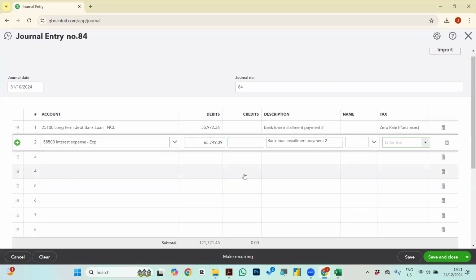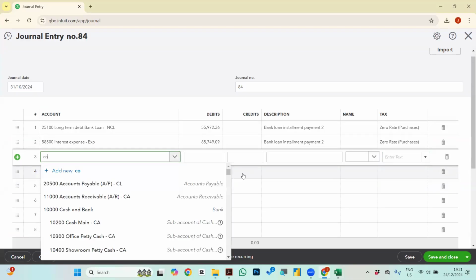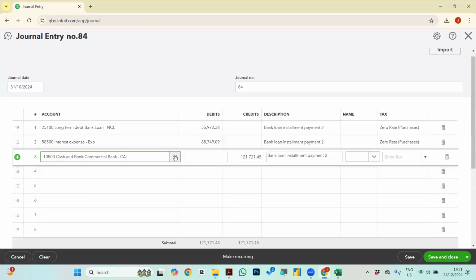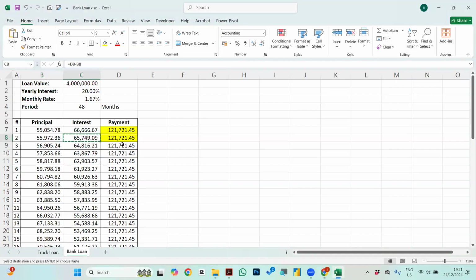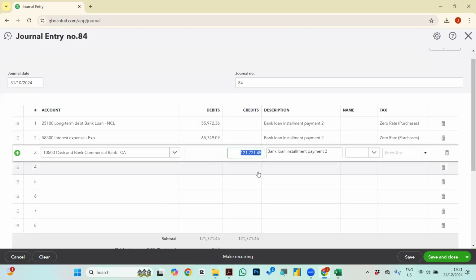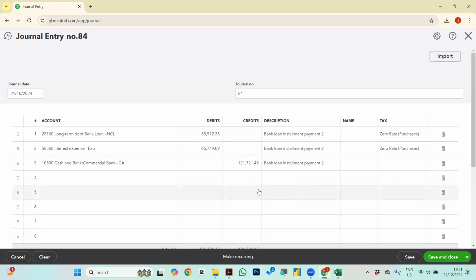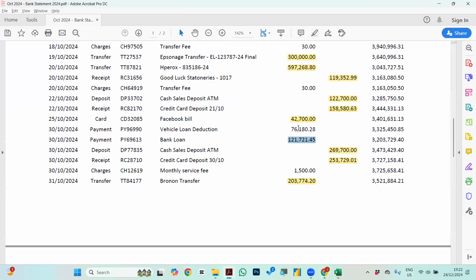The next one is going to be commercial bank. We are paying it from the commercial bank, it is automatically deducted. So the exact amount is 121,721.45. I'm going to say close now. We are deducting from the loan account. We are recognizing the expense, that is the interest expense. And then we are reducing from the bank account. That amount has gone from the bank account. Save and close.